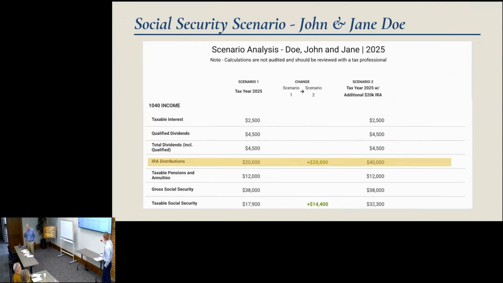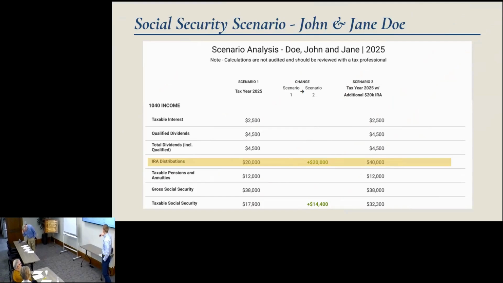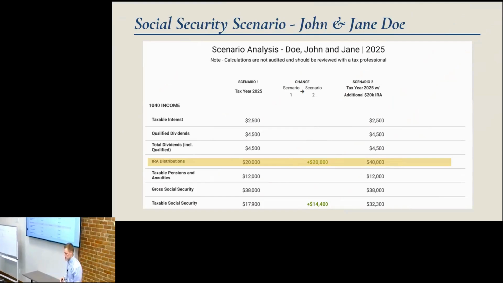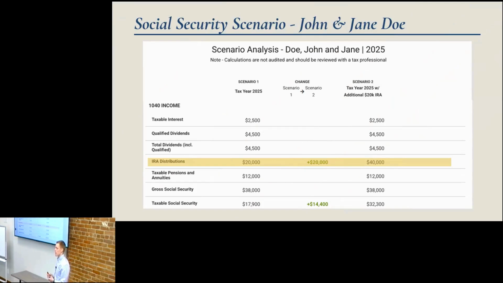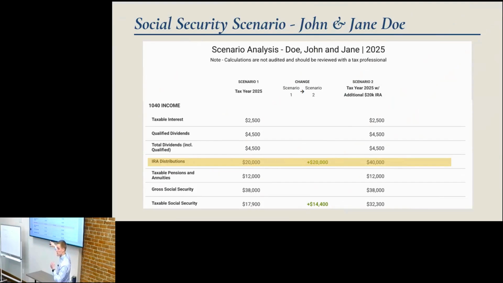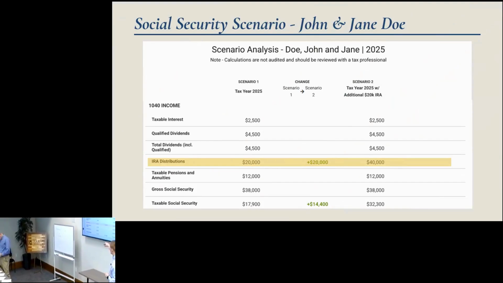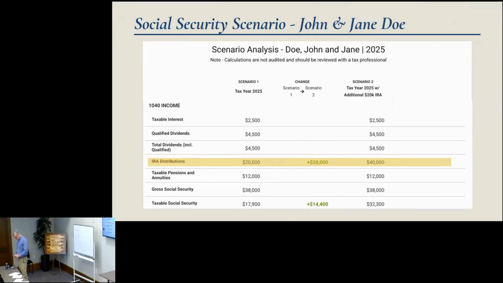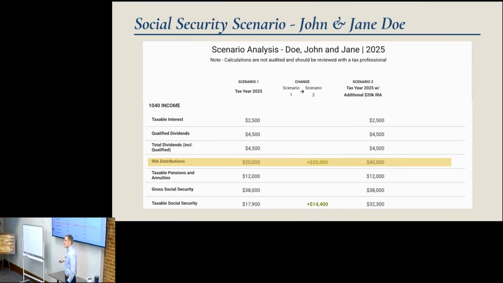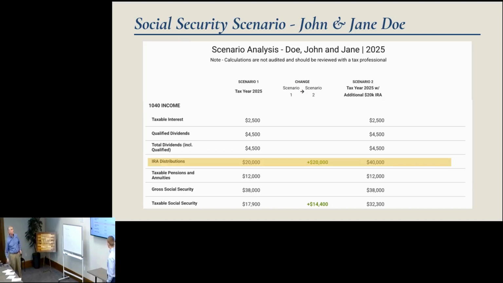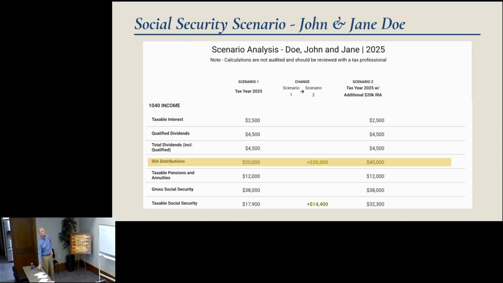So here's a scenario, using some of the numbers from that John and Jane Doe example, where we talk about the tax time bomb or the domino effect of taking more money out of your IRA or having additional income come in, and what that does for your Social Security benefits. In this example, the couple is taking out $20,000 from their IRA and their Social Security benefits were $38,000. Under the base example, that means their taxable Social Security was $17,900. But now let's say they're going on a vacation and they need another $20,000 out of their IRA. We're doubling that to $40,000.